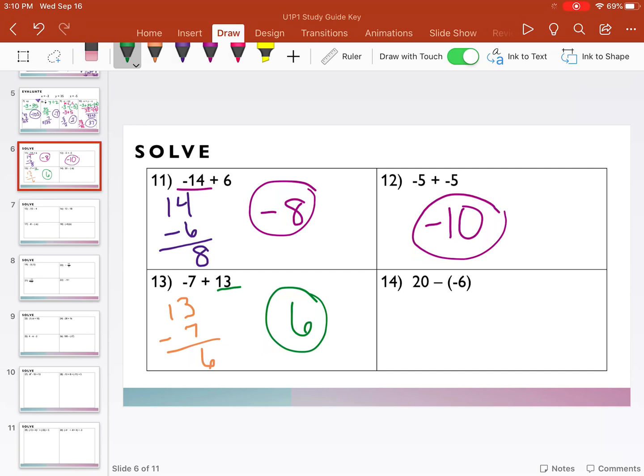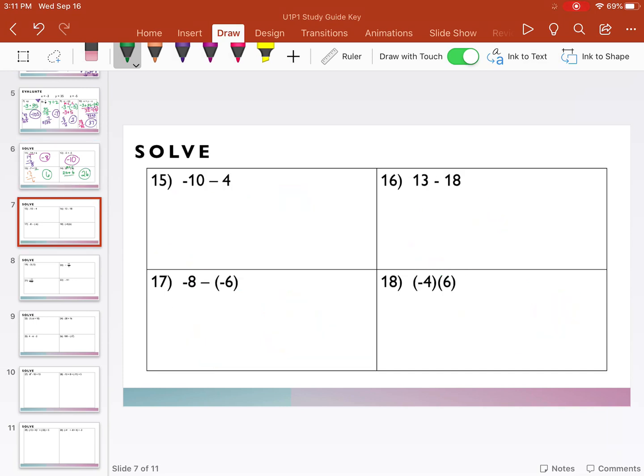Okay, here for number 14, 20 minus negative 6. It's a subtraction problem, so I'm going to keep, change, change. Keep 20, change to addition, change to a positive 6, and then 20 plus 6 is 26. That's my answer for 14.